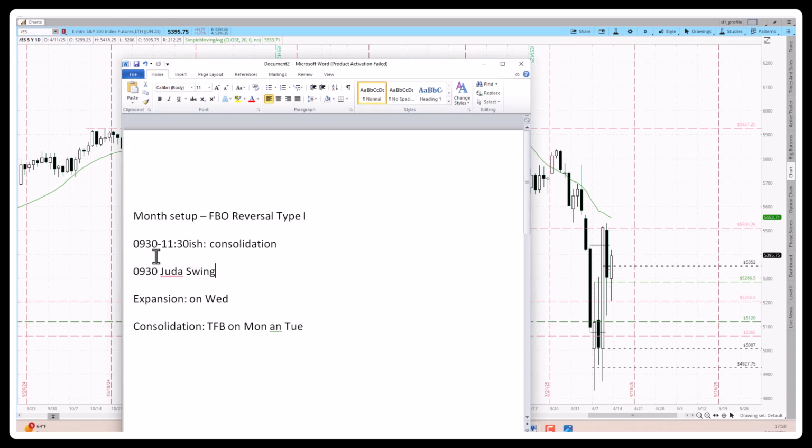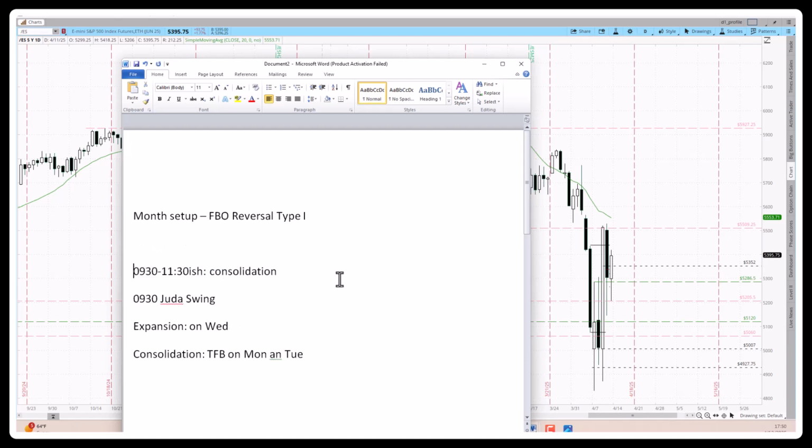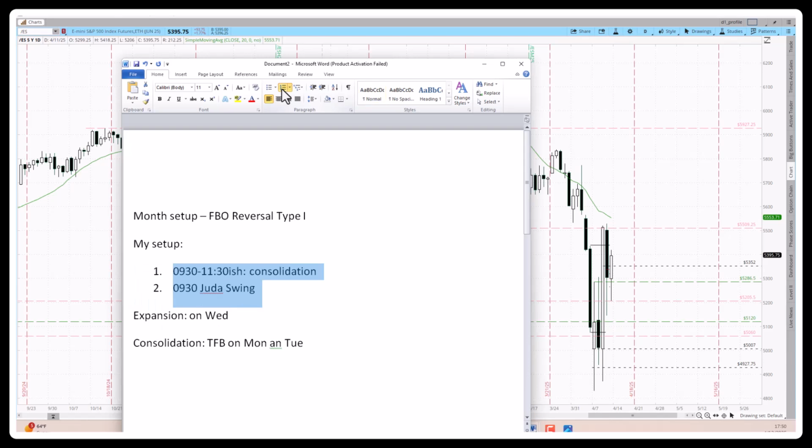All right, there are two scenarios in here. Yes, so be careful. Sometimes we thought that scenario one was scenario two, so we got scared. We didn't go in. Then the big move happened because the 9:30 was the only Judas swing and it reversed.